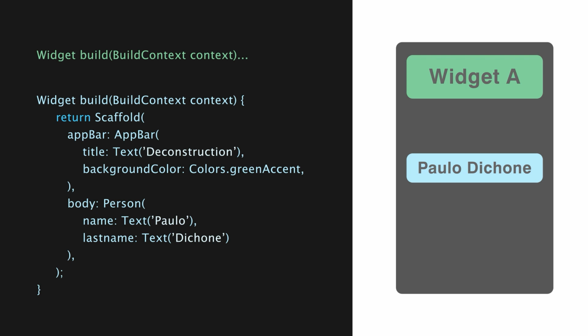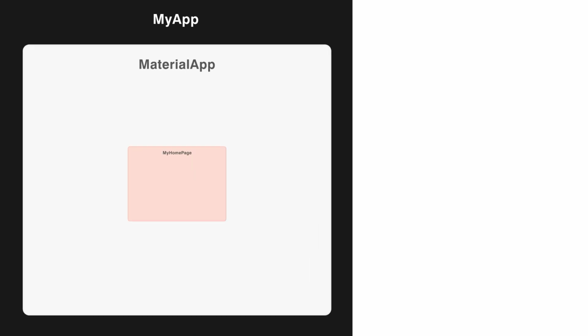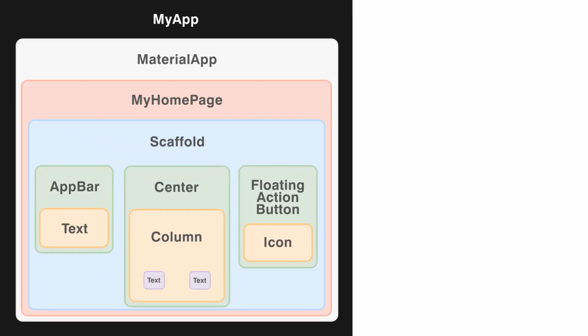And you may have seen build context not only in the build method, but also, if you remember, in the list view builder, in so many other widgets that have that build or builder method, you'll notice we have to pass the context. Now you know why. So, graphically speaking, if we put together, for instance, the layout of an application, this is what we would have, right?